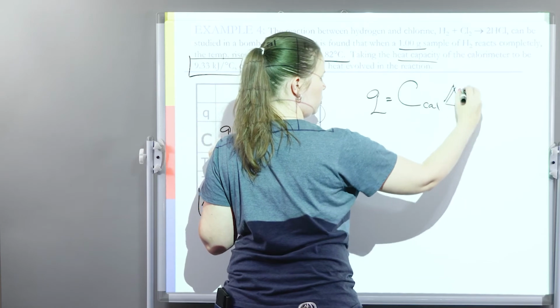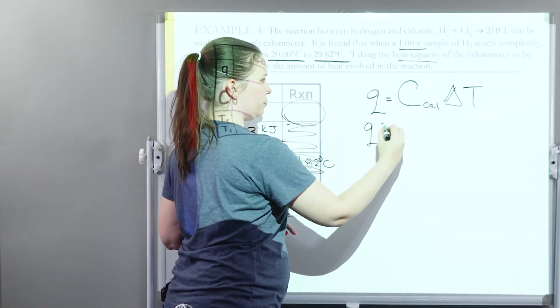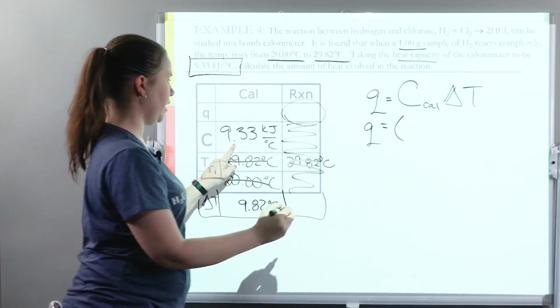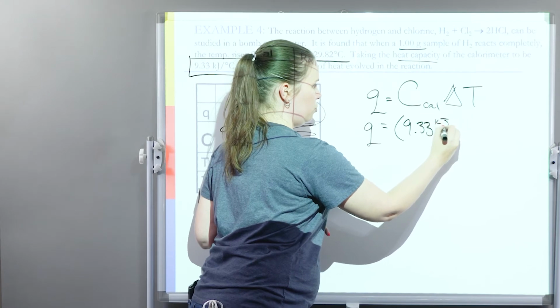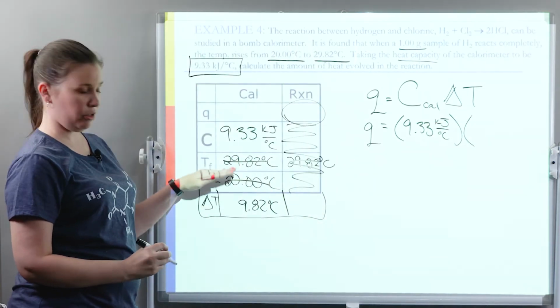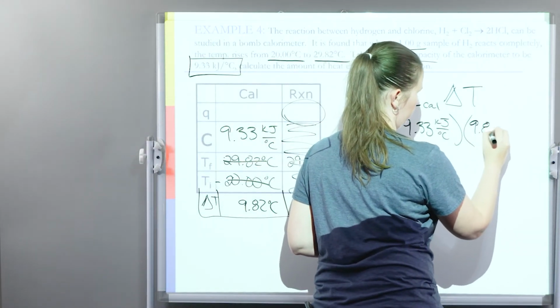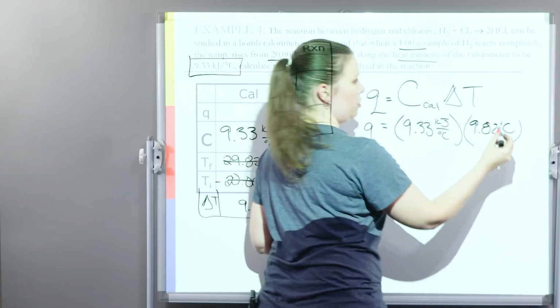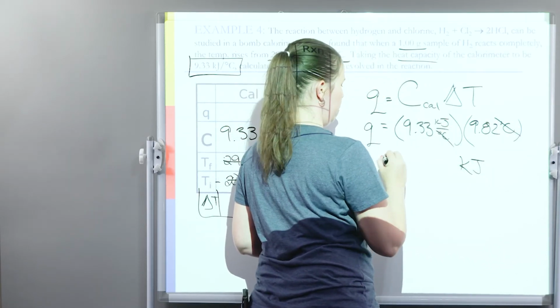capacity, times the change in temperature. So I'm solving for Q. And I'm plugging in the heat capacity of 9.33 kilojoules per degree Celsius. And I'm going to use the ΔT that I found over here from subtraction of 9.82. Notice the degrees Celsius cancels, leaving my units in kilojoules.